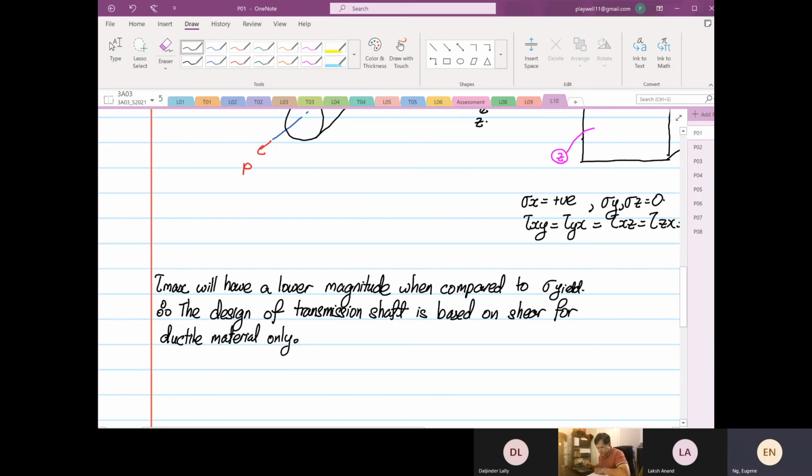And I want you all to take note of this: brittle material cannot carry or cannot support shearing stress. I highlight this. This is important.